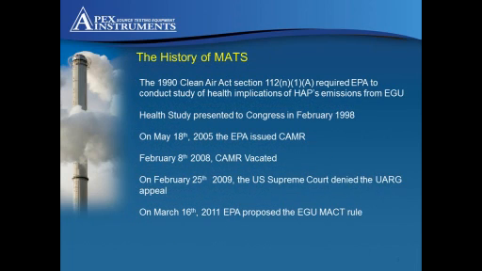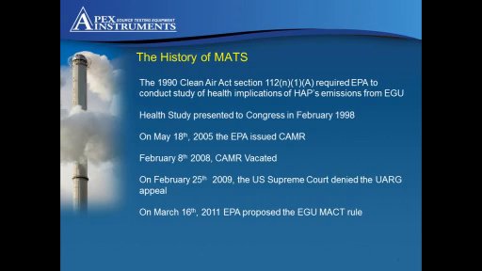So let's start by looking at how we got to what resembles the MATS regulations that we see today. Back in 1990, the Clean Air Act required the EPA to conduct a study of the health hazards posed by hazardous air pollutant emissions from electric generating units. This report was to be presented to Congress no later than 3 years after the enactment of the Clean Air Act. As a result, the study was presented to Congress in February of 1998.